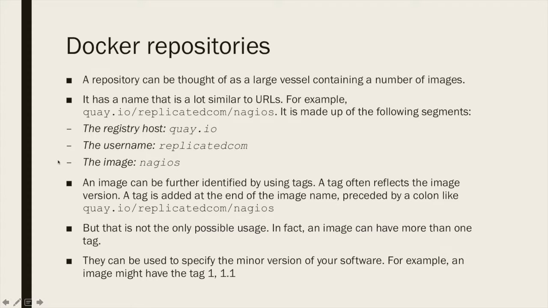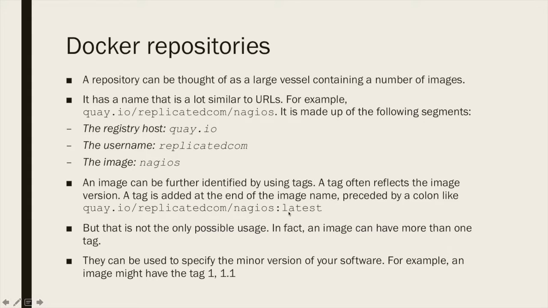An image can be further identified by using tags. We have already seen tags in the previous sections. A tag often reflects the image version, and it is added at the end of the image name preceded by a colon. As you can see here, I can add latest, which identifies this Nagios image to be the latest one, regardless of its version number. I just want the latest version. And if I omitted this latest and kept Nagios just like that, it will automatically download the latest version.